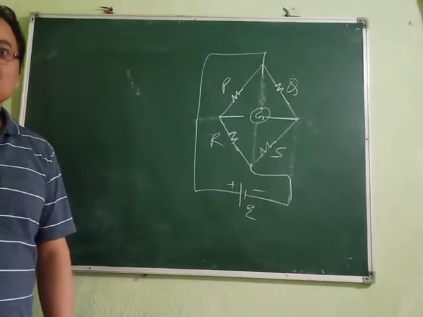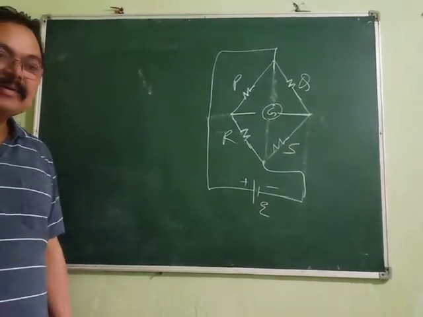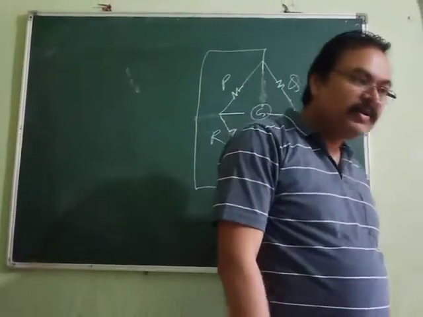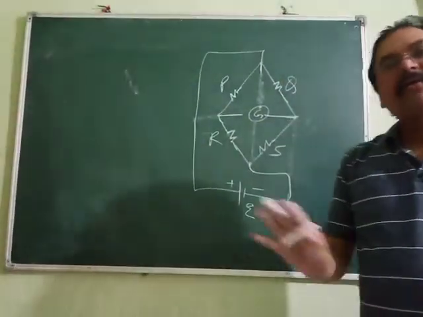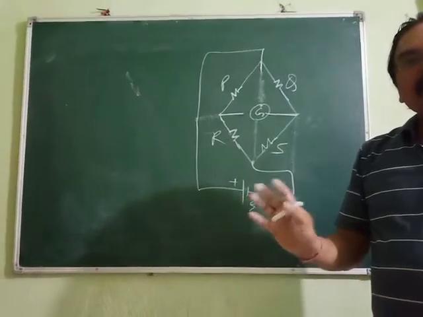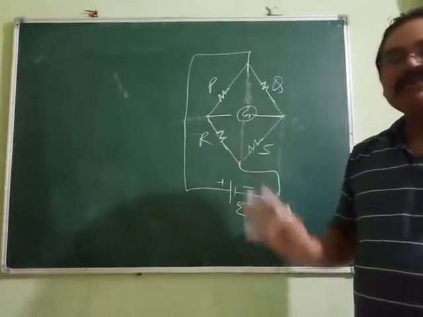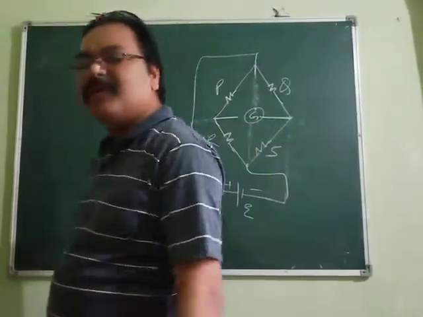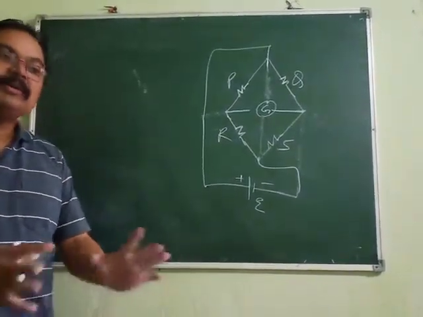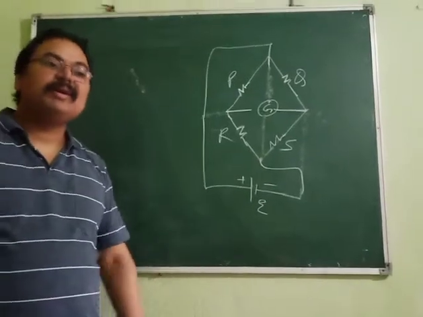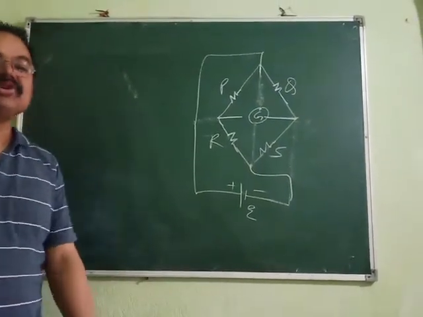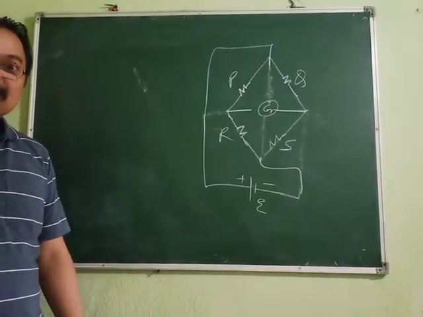What will happen? The answer is that when the position of battery and galvanometer are exchanged, it does not affect the condition of the bridge. When the position of battery and galvanometer is exchanged, it does not affect the condition of the bridge.